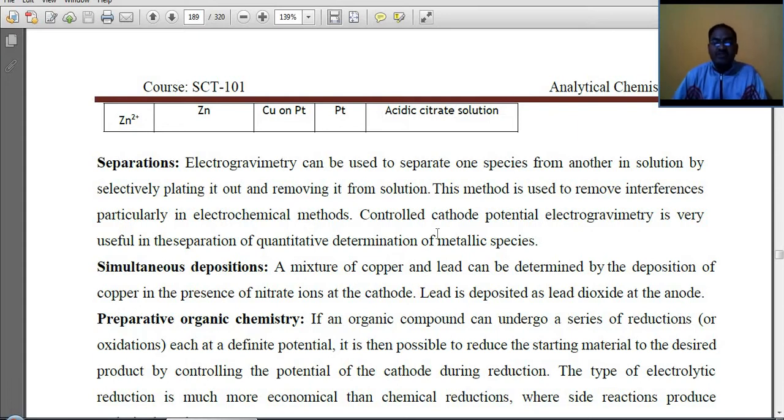Electrogravimetry can be used to separate one species from another in solution by selectively plating it out and removing it from solution. This method is used to remove interference, particularly in electrochemical methods. The controlled cathode potential gravimetry is very useful in the separations and quantitative determinations of metallic species.